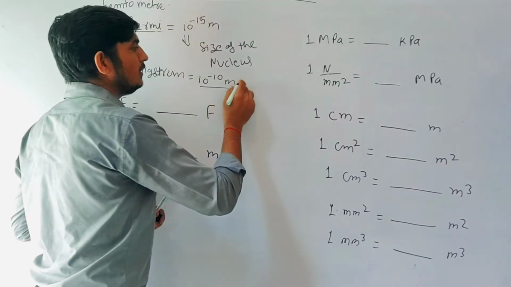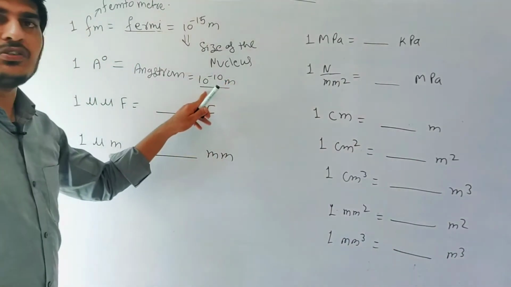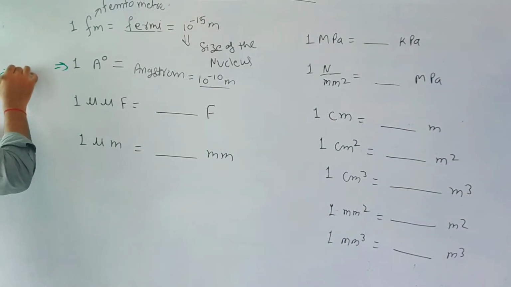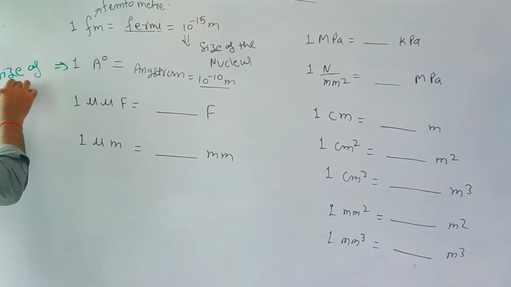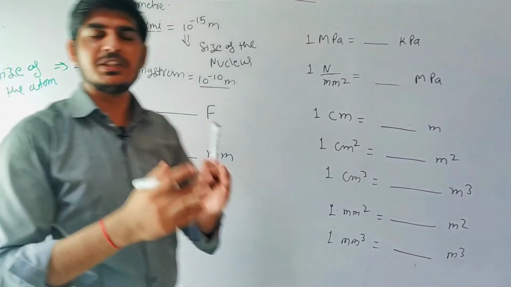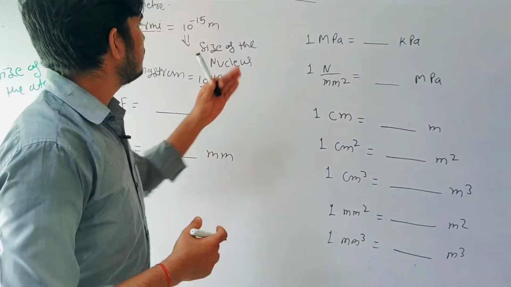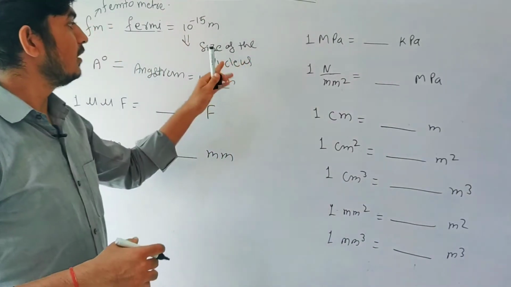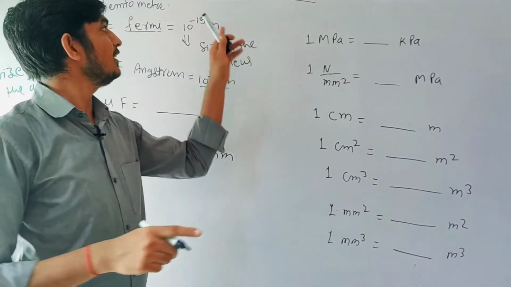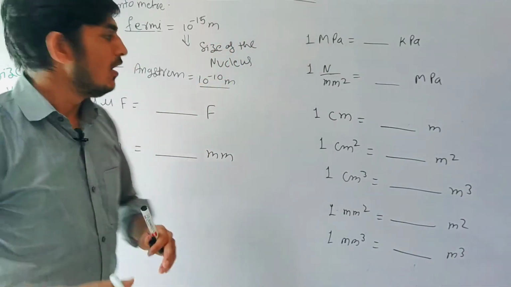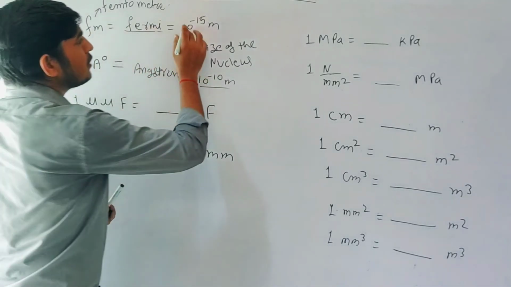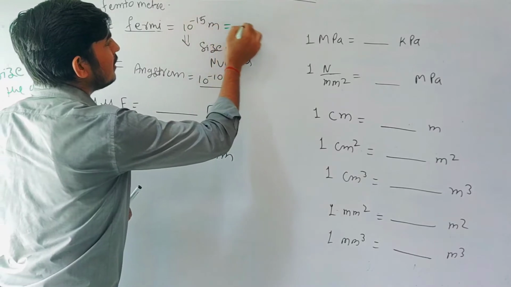Tell me, it is the size. It is the size of the atom, or you can say radius, size of the atom. एटॉमिक साइज बोलते हैं. एटॉमिक साइज एंगस्ट्रॉम में रिप्रेजेंट की जाती है, और सॉरी न्यूक्लियस साइज और रेडियस वो रिप्रेजेंट की जाती है किसमें? Fermi meter में.